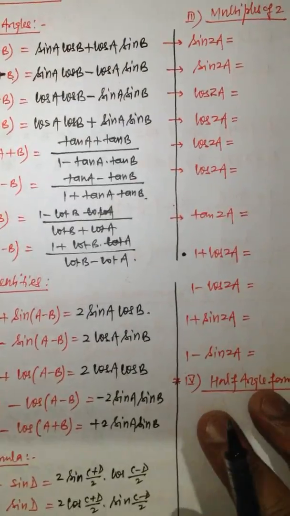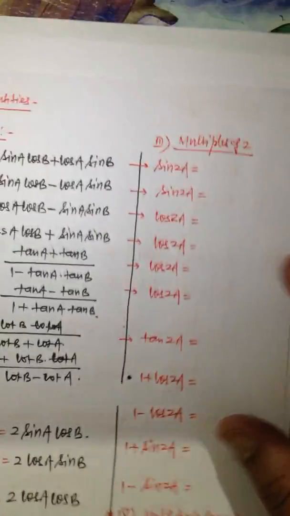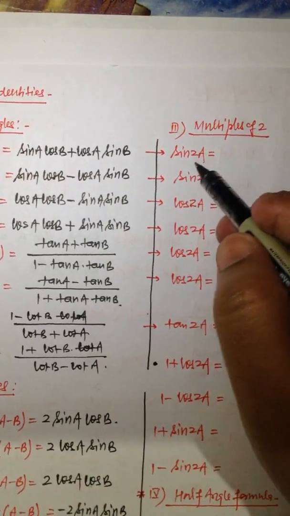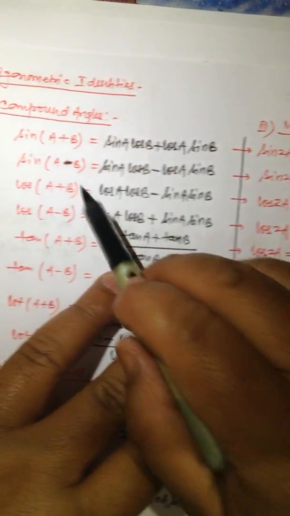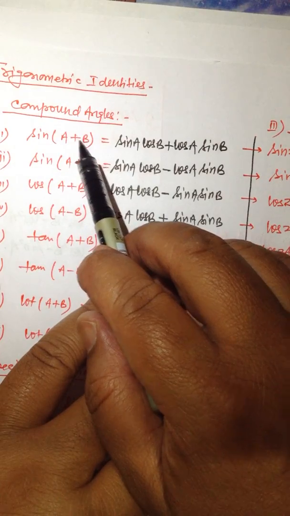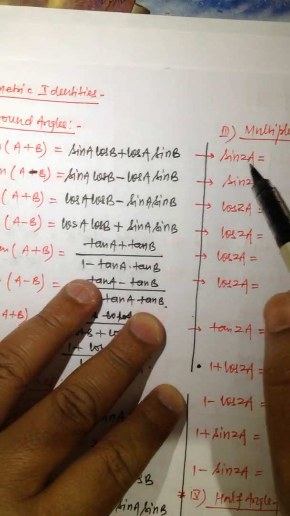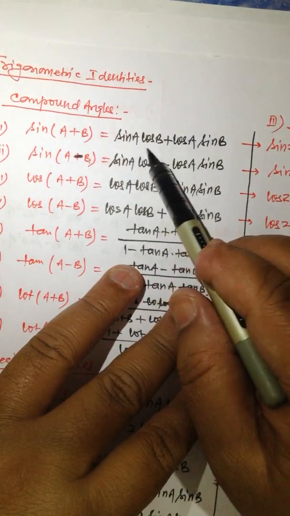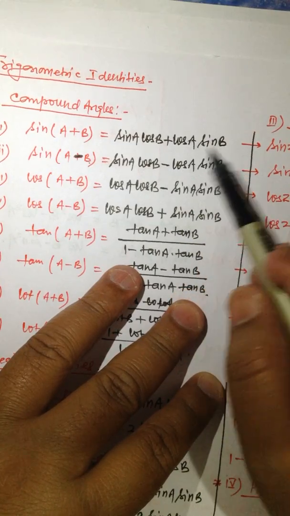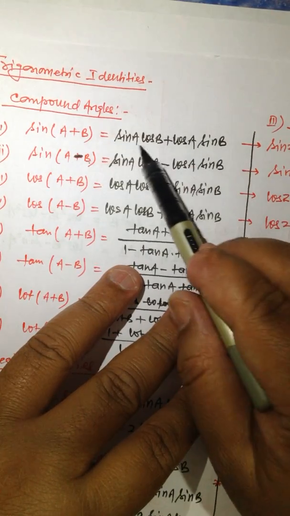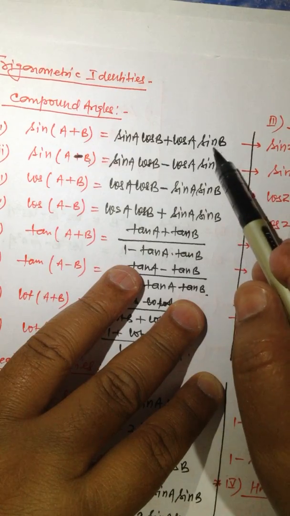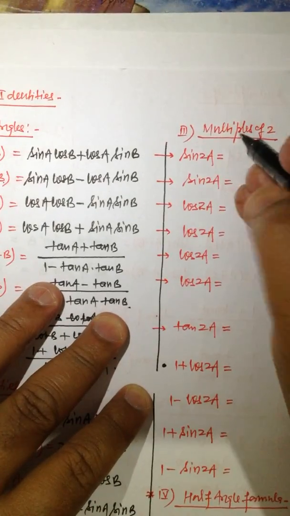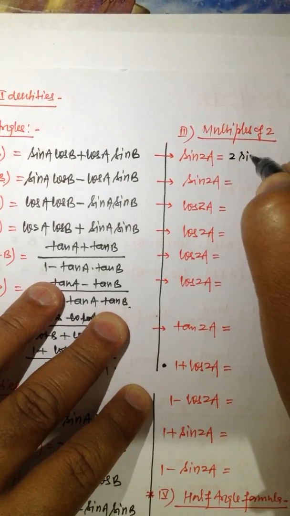How are we getting multiples of two angles? See, dear students, if in this identity we replace B by A, so A plus A is 2A, so we will get sin 2A. In this case, sin A cos A plus sin A cos A, because we are replacing B by A, so 2 sin A cos A.